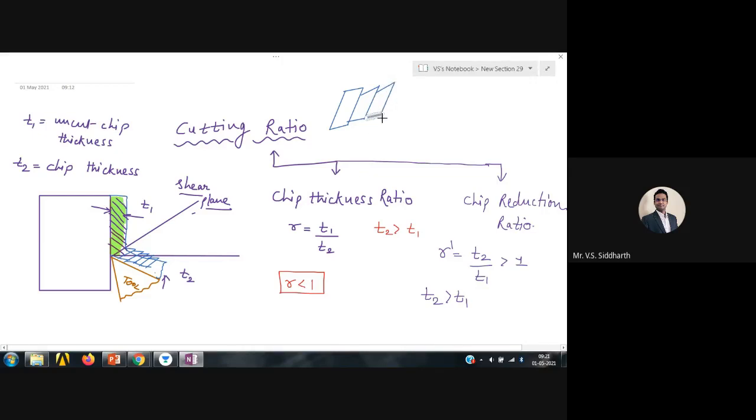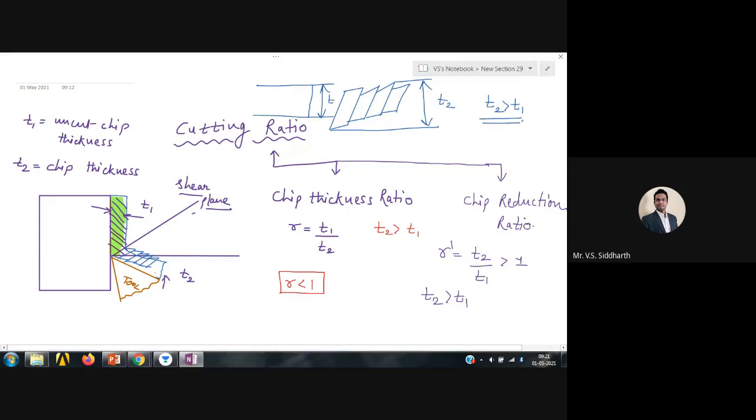So chips will be formed something like this. Okay. So basically, uncut chip is something like this. It is completely straight, but this chip is zigzag. Okay. So if you take this thickness, which is T1, and if you take this thickness, which is T2, this T2 will be always greater than T1. The chip thickness is always greater than the uncut chip thickness.